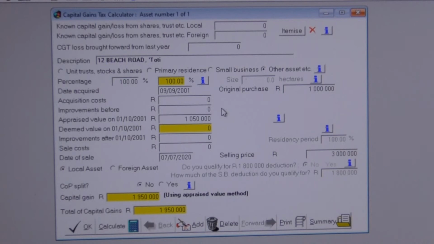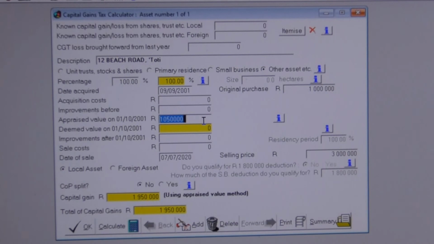What if we did not have the property valued on 1st of October 2001? Well, then we have to use what SARS calls the time apportioned base cost or TAB method to work out a deemed value or base cost on 1st of October 2001. Using the formulas in paragraph 30 of the 8th schedule to work out the time apportioned base cost can be very difficult, but the program works everything out for you.